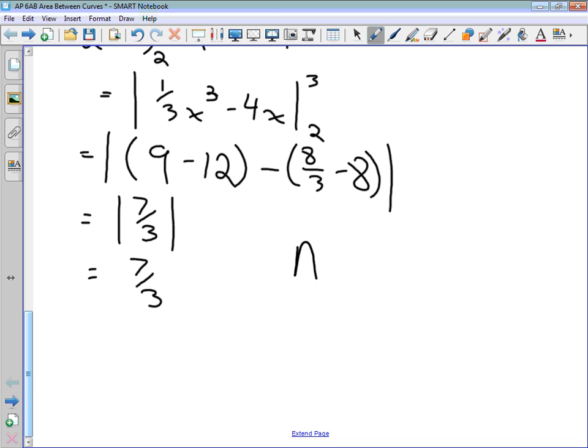To get our total area, then, we just add these two together: 9 from our first region of integration plus 7/3 from our second region. And if we want the exact answer, this would be 34 over 3.